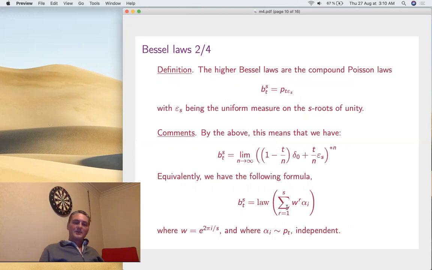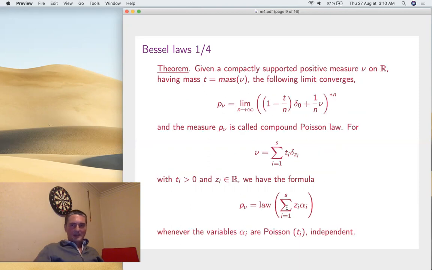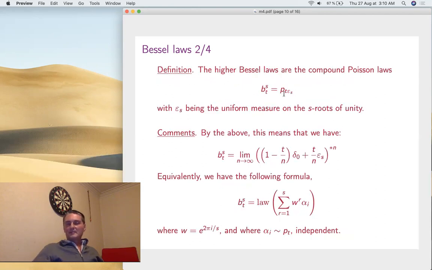Now, as for examples, let's go back here. The measure nu can actually be complex. There is a typo here. The simplest complex measures are the measures on the roots of unity, and we can multiply by t. These are the simplest compound Poisson laws, depending on parameters t and s. Let's call them the higher Bessel laws, with the s here.